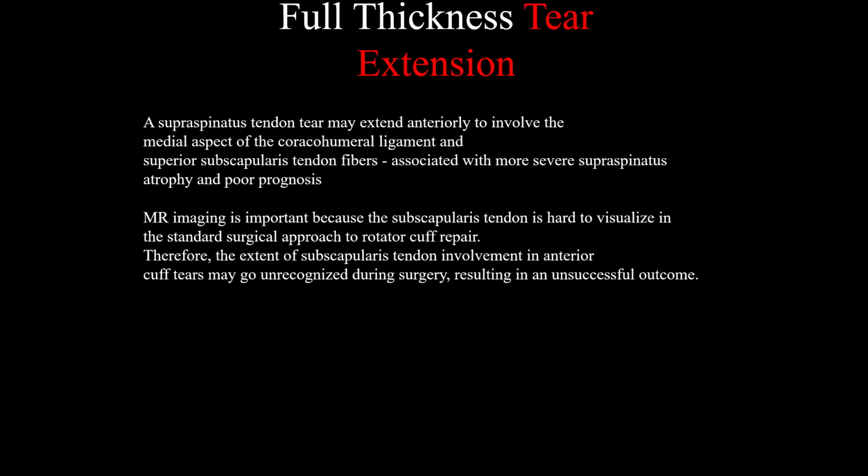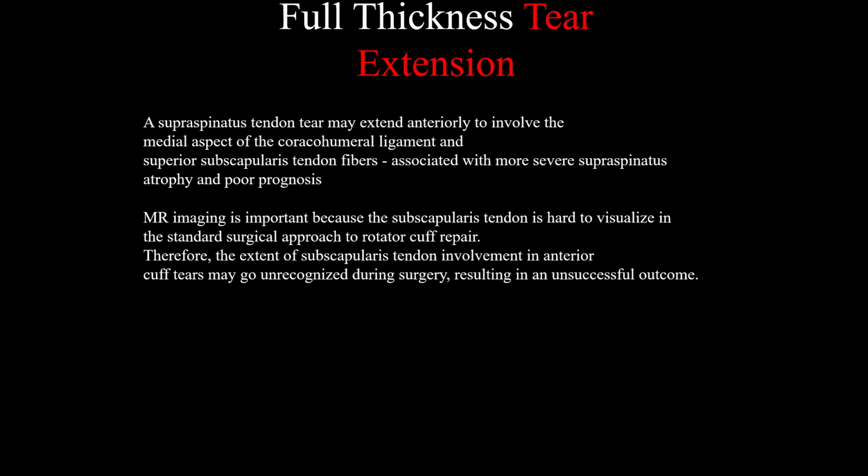Extension of the tear along the anteroposterior length of the tendon is to be noted. A supraspinatus tendon tear may extend anteriorly to involve the medial aspect of the coracohumeral ligament and superior subscapularis tendon fibers, associated with more severe supraspinatus atrophy and poorer prognosis.